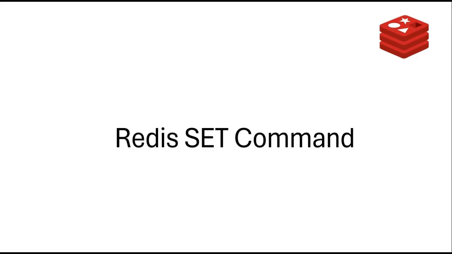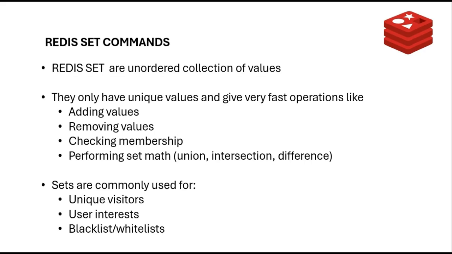Let's learn about Redis Set Command. So Redis Set actually does nothing but store an unordered collection of values. As the name suggests, they have unique values and they are unordered. So they have only unique values and they give very fast operations like adding values, removing values, and checking whether the members are present in the set or not. You can also perform math operations like union, intersection, and difference. We'll see this using the commands.